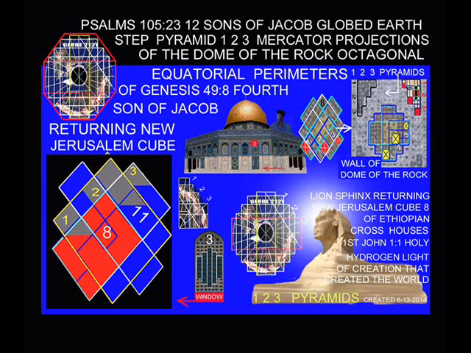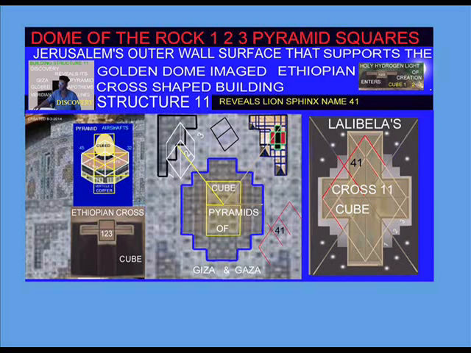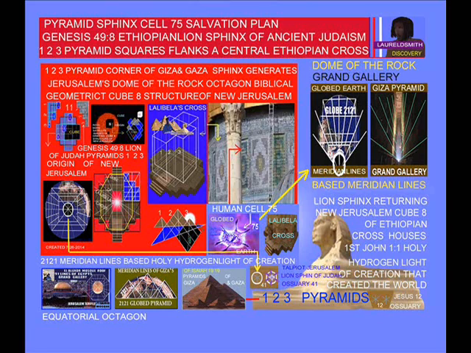In this particular video, we will be looking at the Dome in the Rock octagonal building structure, outer wall, rectangular window frames that adorn the entire outer surface of the Dome in the Rock. Well, when we look at the central rectangular window frame, we see a central Ethiopian cross being flanked up on the upper left and lower right hand corners by a 1, 2, 3 grouping of pyramid squares.